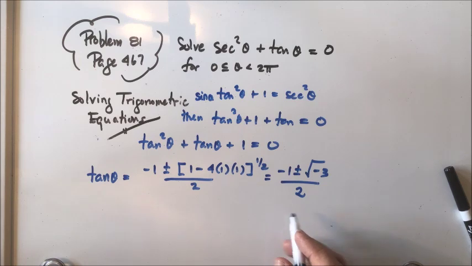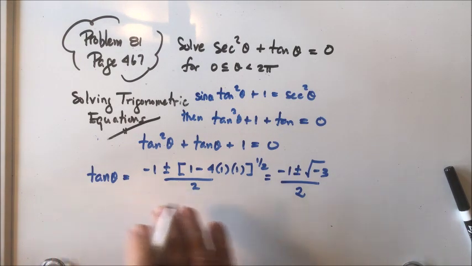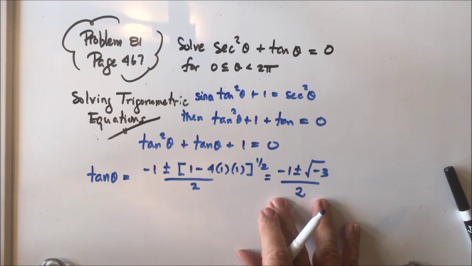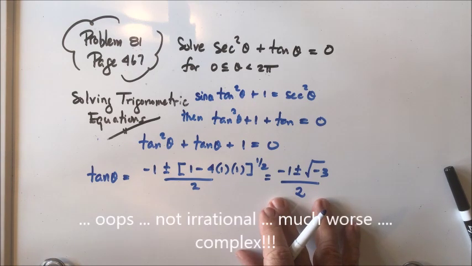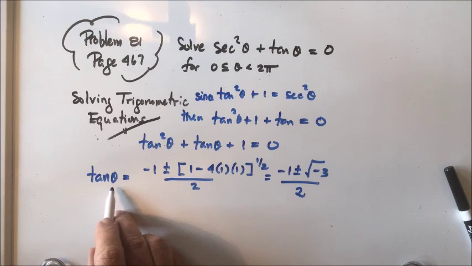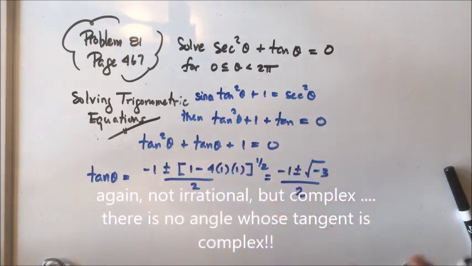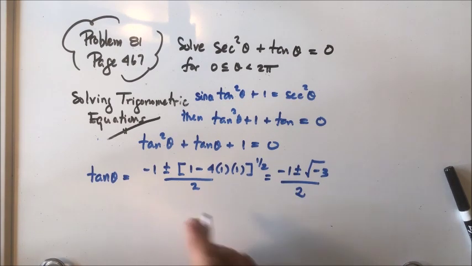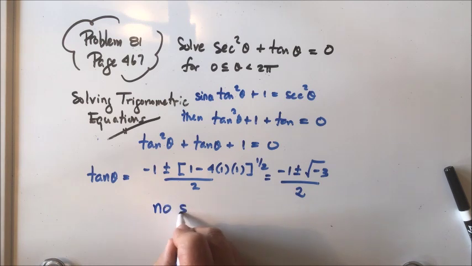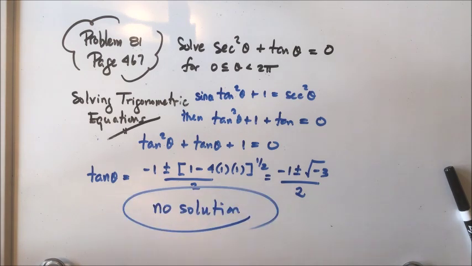Maybe you're scratching your head, maybe you've already gone on to the second problem. This says tangent theta is equal to a complex number. Well, at this point in our lives, there is no theta whose tangent is equal to such a number, right? The range of the tangent is minus infinity to infinity. It's all the reals, but it doesn't have any imaginaries in it at this point. So at this point, we can just say, oops, no solution. Why are you wasting my time? Okay.